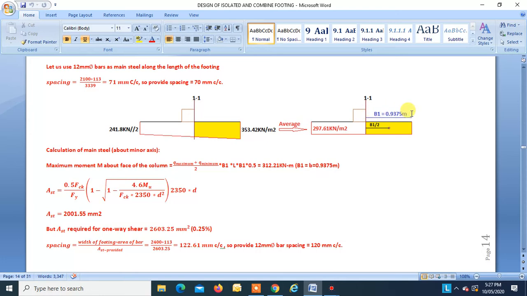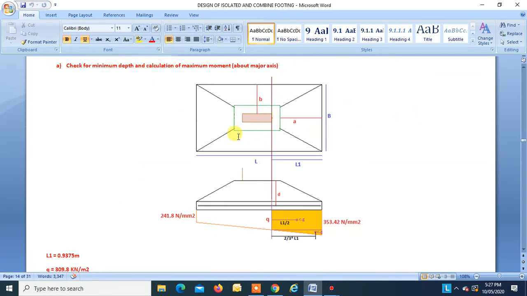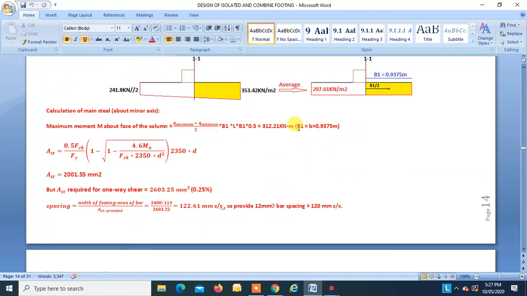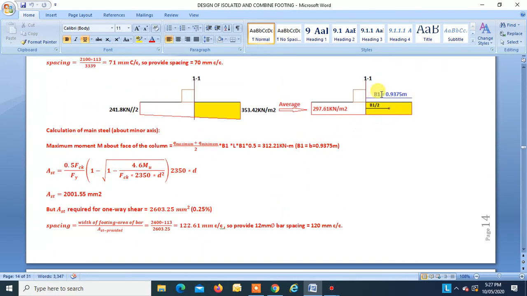This is B1. This is B, which I have called B1 over here. B1 is equal to B, so that is 0.9375 meters. So very simple.